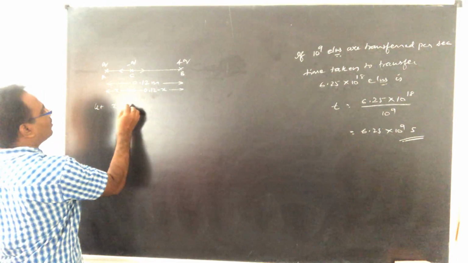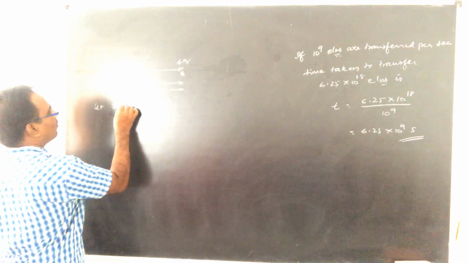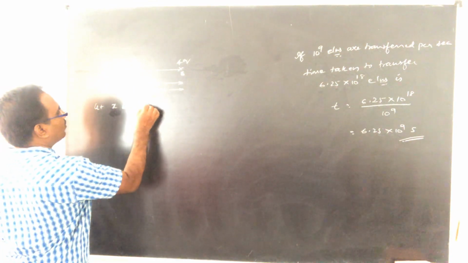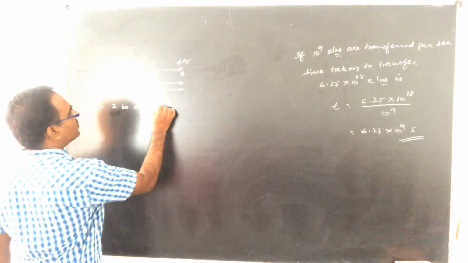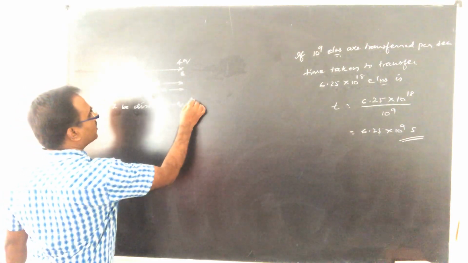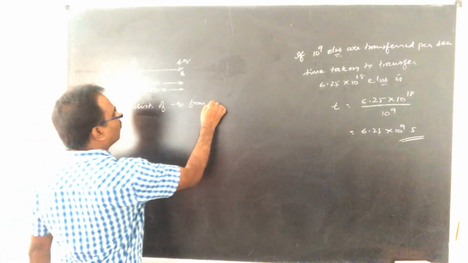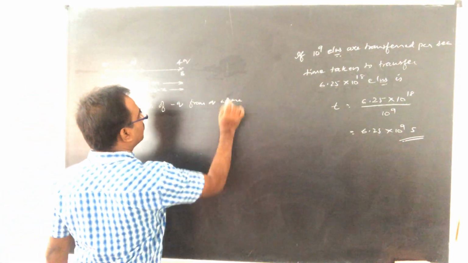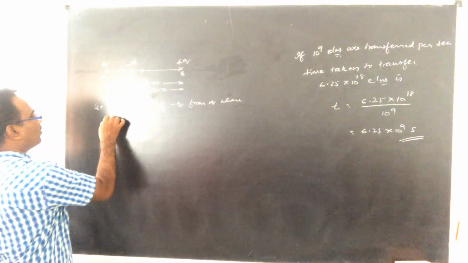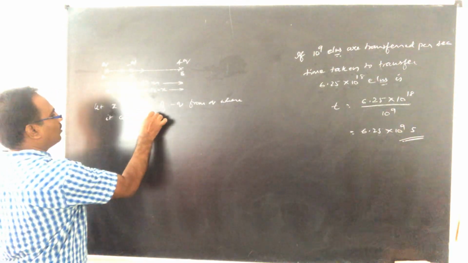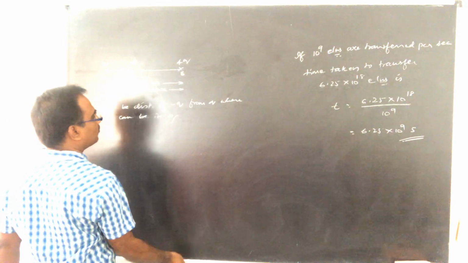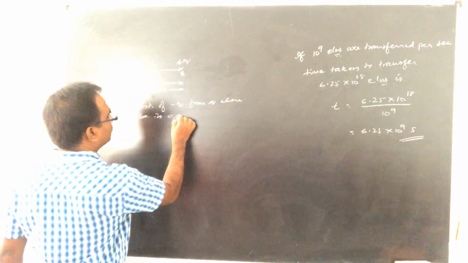Let x be the distance of minus q from plus q, where it can be in equilibrium.